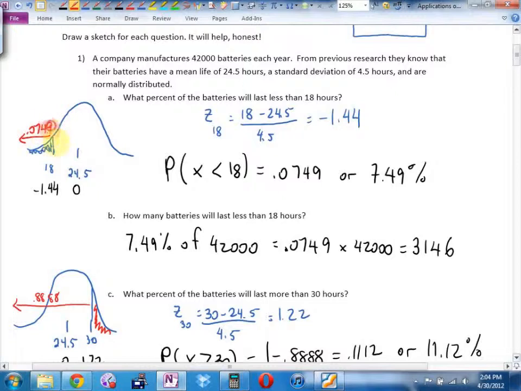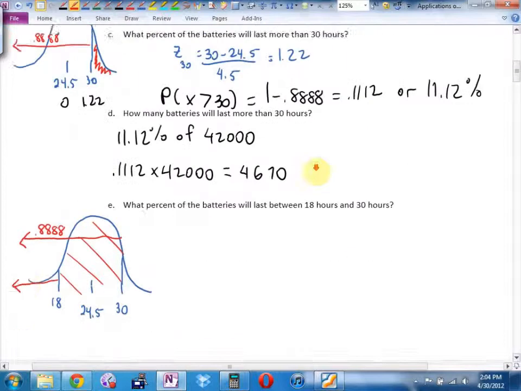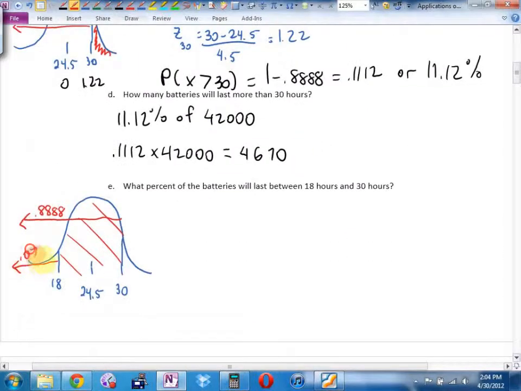It was 0.0749, wasn't it? Because that's where that decimal came from. Let's add it here. 0.0749.